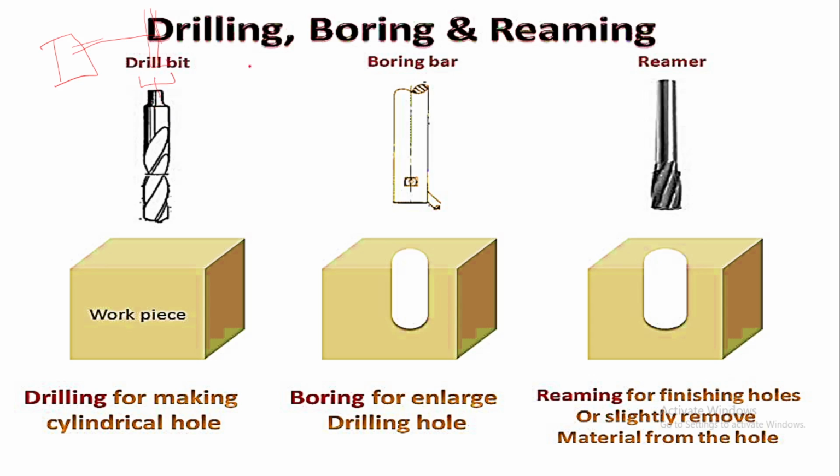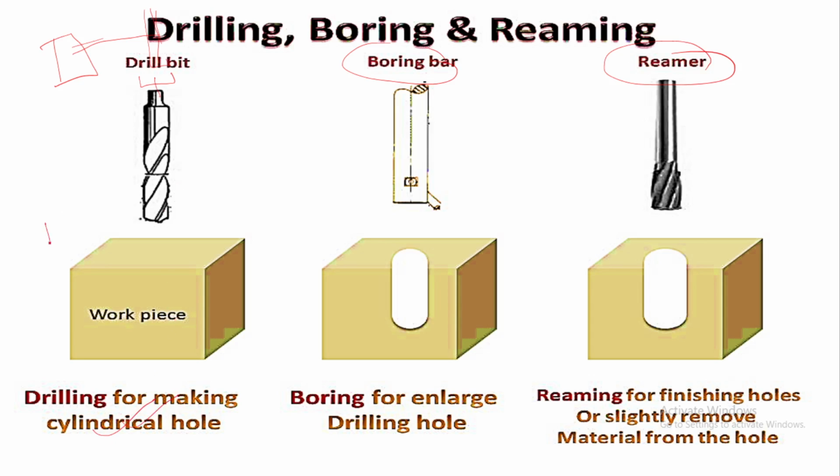If we want to use a boring tool, we will loosen the chuck, we will remove the drill bit, and then we will fit the boring tool. Again, if we want to use the reamer, we will loosen the chuck, and then we will remove the boring tool, and we will fit the reaming tool. So these three operations can be performed, and this is the drill bit, the drilling process. This is basically used for making a cylindrical hole.